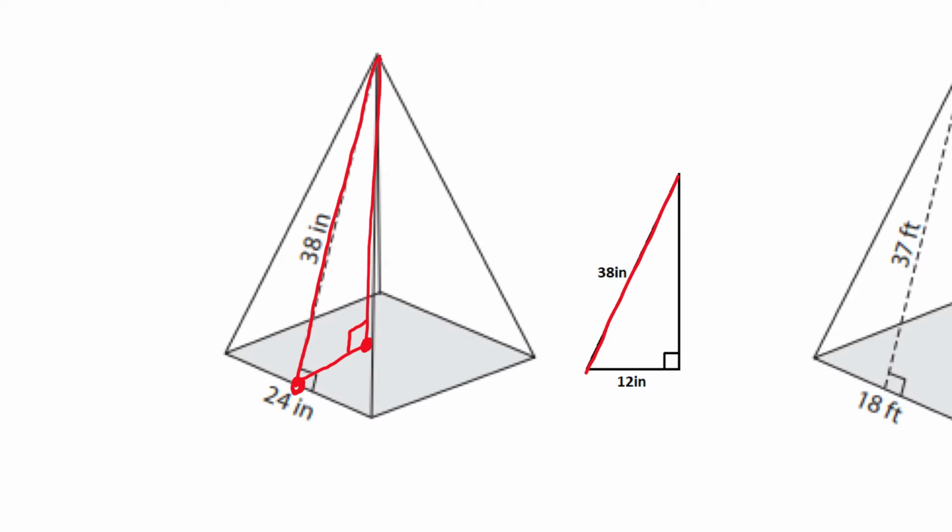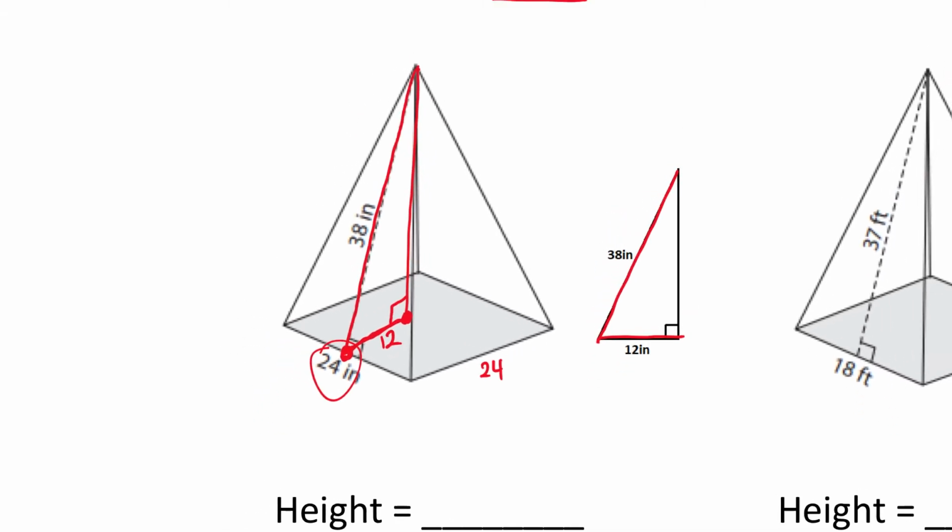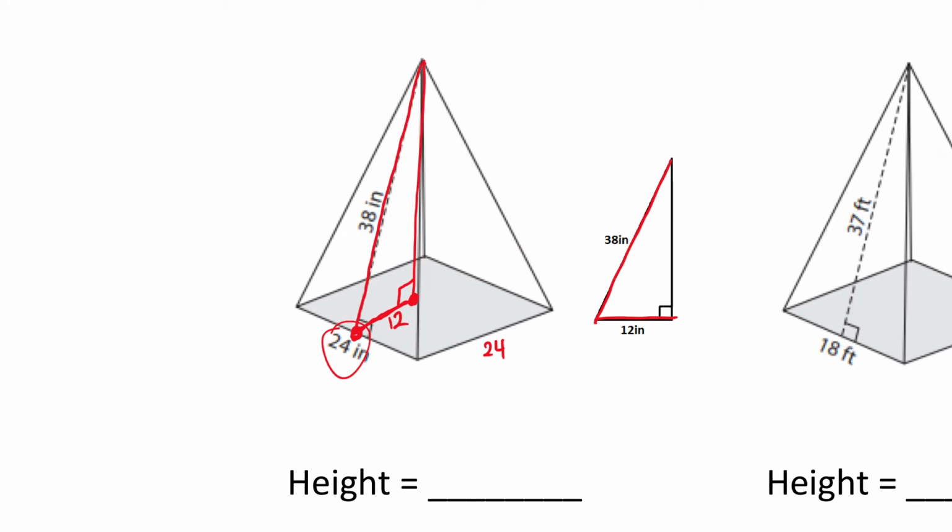How far is it going to be from here to here? Why is this 12? Yeah, because this is in the middle, and it's half of this whole thing from here to here, so it's half of the 24 to be the 12 right here. Okay, so how are we going to set this up in the Pythagorean theorem? Just like the shortcut version of it. 38 squared minus 12 squared.